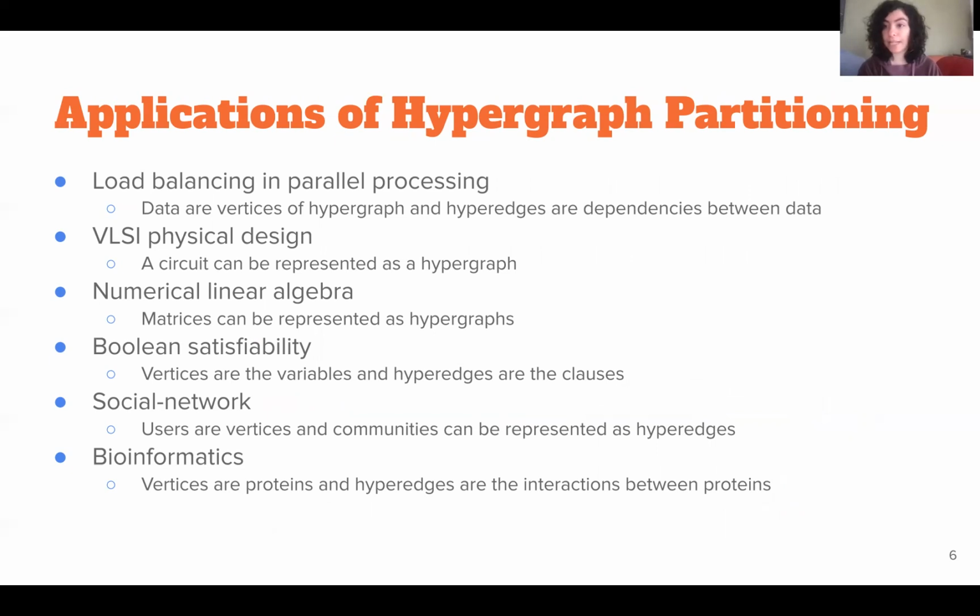In some of these applications, it is important to have a deterministic hypergraph partitioning. For example, in VLSI physical design, we use hypergraph partitioning to partition a circuit, and then this algorithm is followed by a placement algorithm. A placement algorithm has to be deterministic. This is why we have to make sure that our hypergraph partitioning is also deterministic.